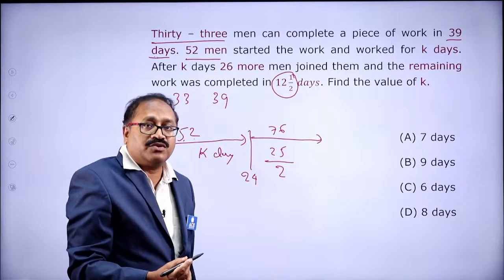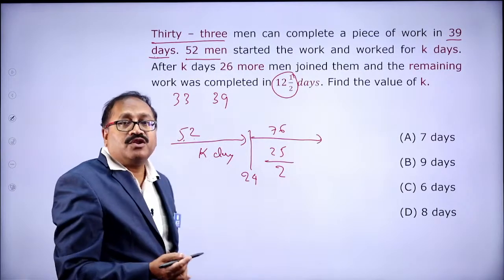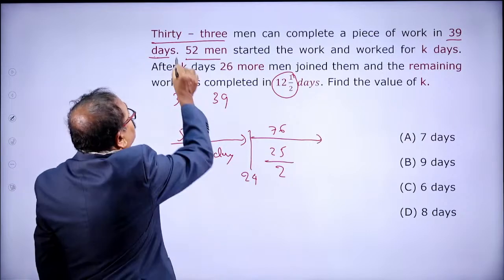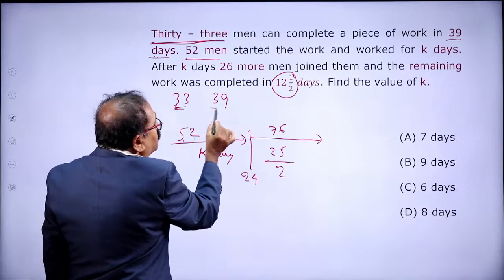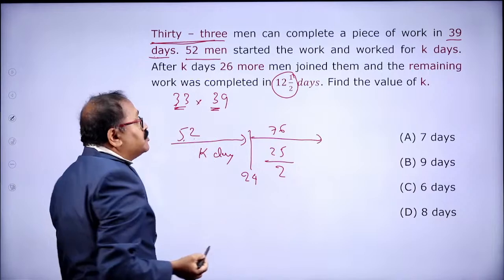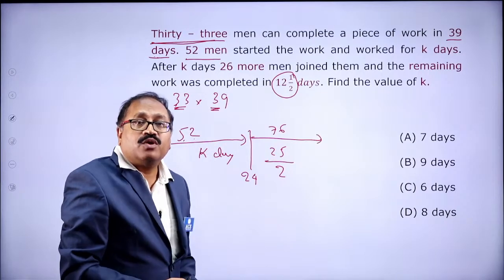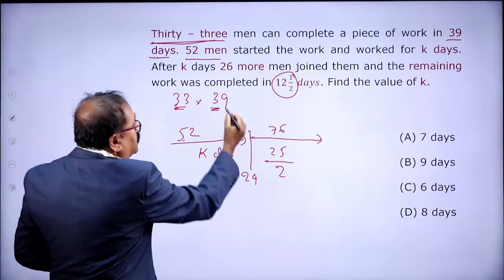So how do I find out the value of K? The very first thing is, what is the volume of work? It is said that 33 men can complete the work in 39 days. So the work is 33 into 39. That is the work volume.